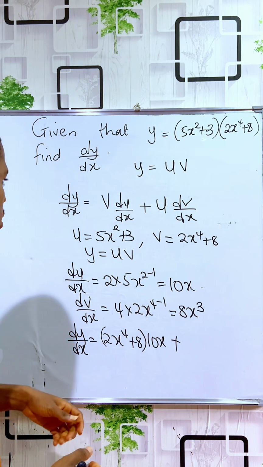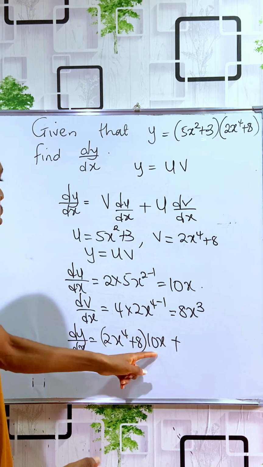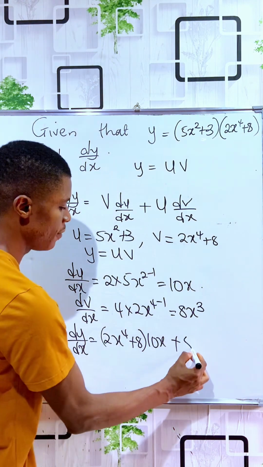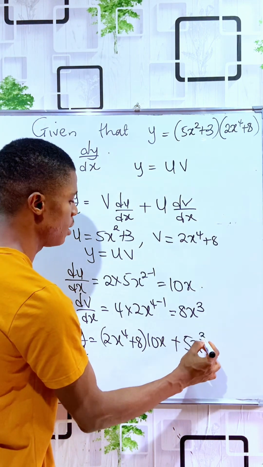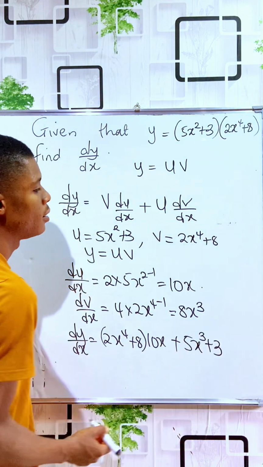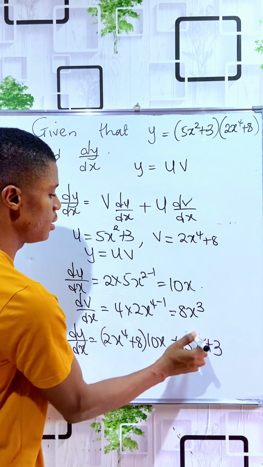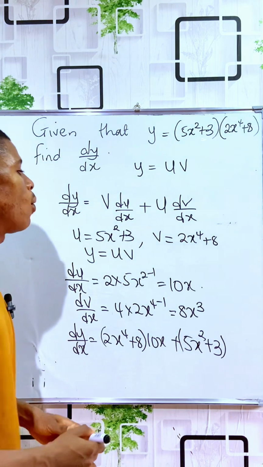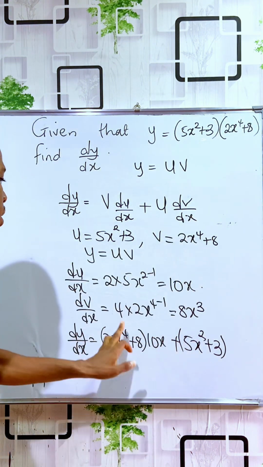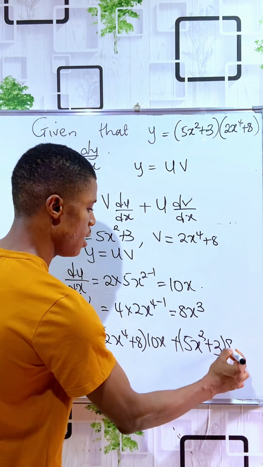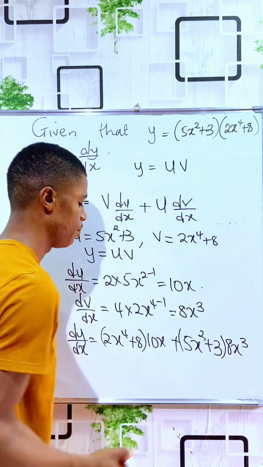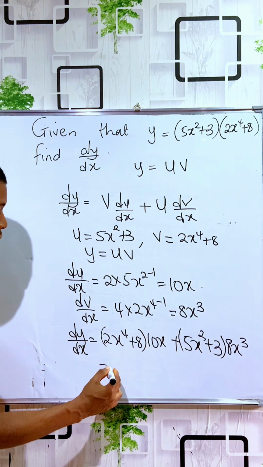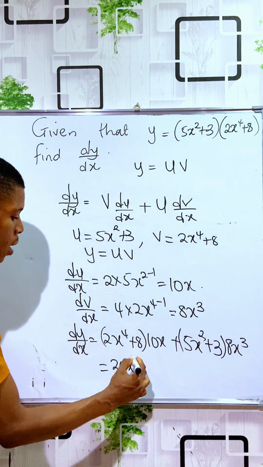Our u is 5x power 2 plus 3x. Then we multiply it by our dv. Our dv is what? 8x power 3.